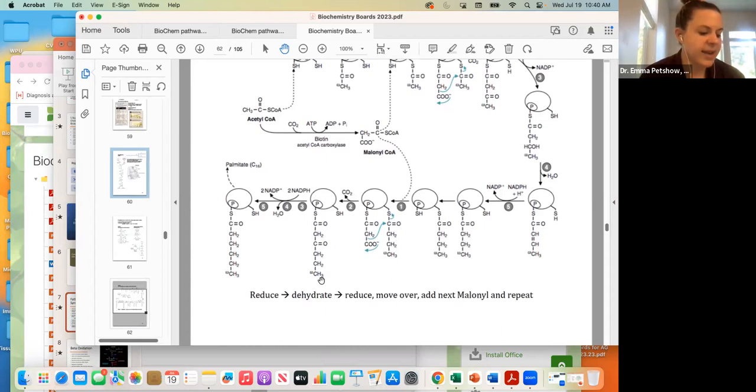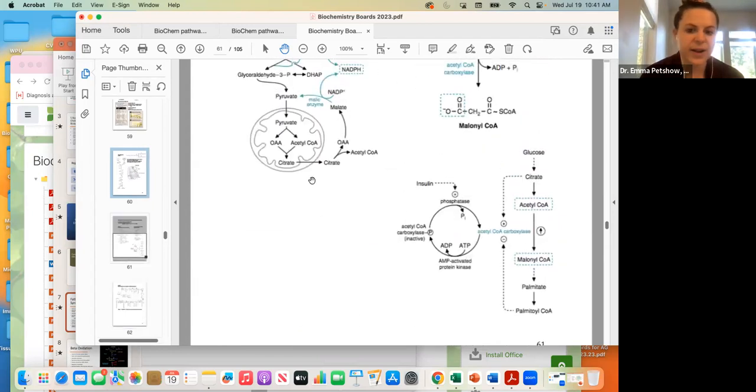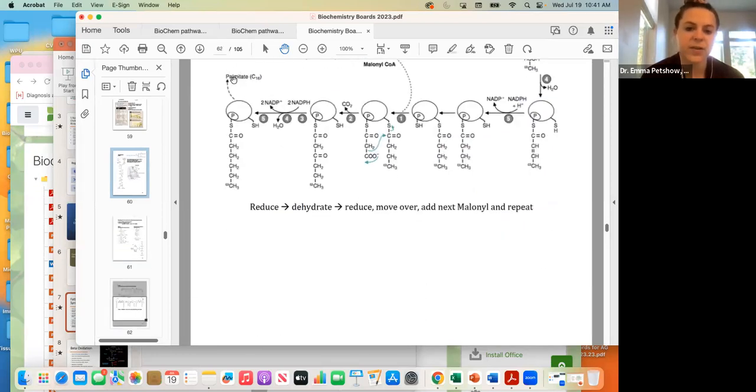Things that can regulate this process: insulin upregulates, citrate upregulates. If you have lots of citrate around, you're able to move citrate out of the shuttle and convert it into acetyl-CoA. Things that are going to decrease this are glucagon or palmitoyl-CoA, if you have a lot of palmitate or if you have a lot of your product.